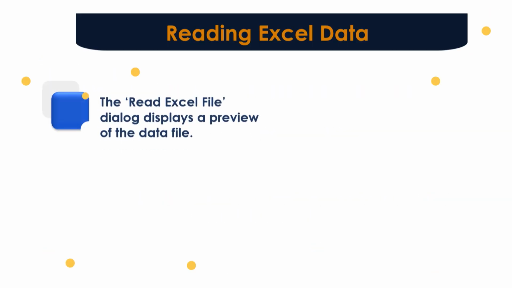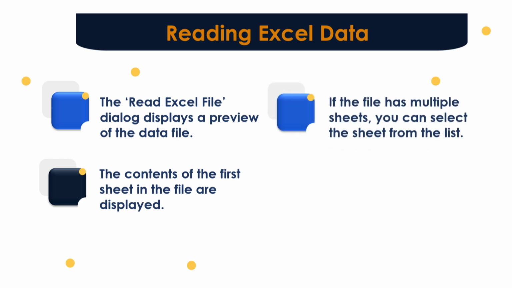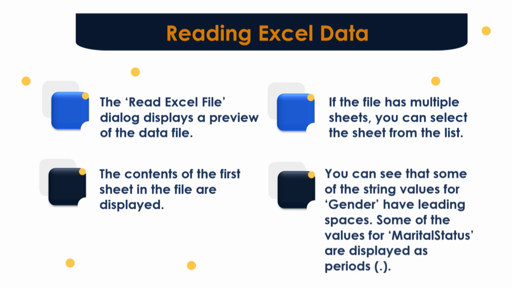Reading Excel data. The Read Excel File dialog displays a preview of the data file. The contents of the first sheet in the file are displayed. If the file has multiple sheets, you can select the sheet from the list. You can see that some of the string values for gender have leading spaces. Some of the values for marital status are displayed as a period, that is, a dot.